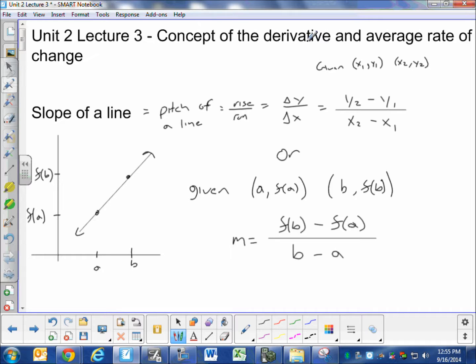You're used to the equation like y2 minus y1 over x2 minus x1, given a point x, y, and x, y. But we're kind of going to move towards inputs and function values. So instead of x, y, we're talking about some a and the function value with a plugged in, and b, function value with b plugged in. So we get this slope equation: f of b minus f of a over b minus a.